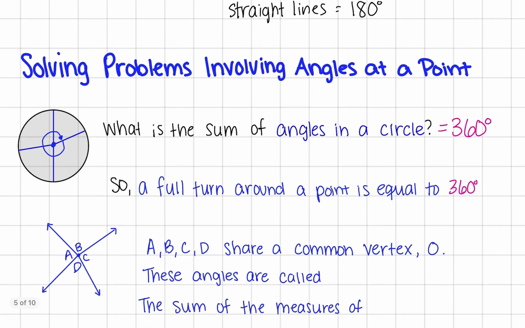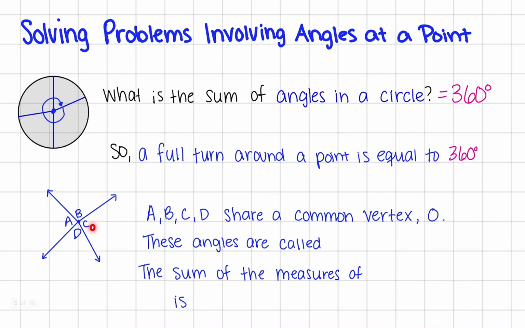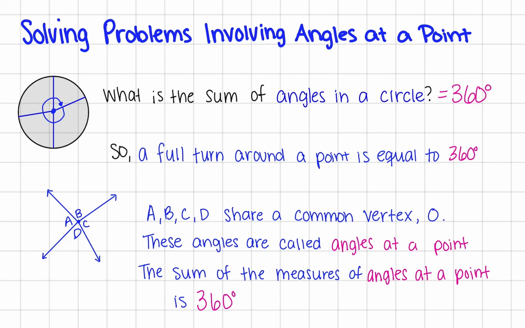Okay, so A, B, C, and D share a common vertex O. Okay, these angles are called angles at a point. And so the sum of the measures of angles at a point is what? 360 degrees. Okay? And if you think about it, angles at a point, you can make a circle around. And so a circle, the sum of the angles in a circle measures 360. Same thing for a point, even without the circle.